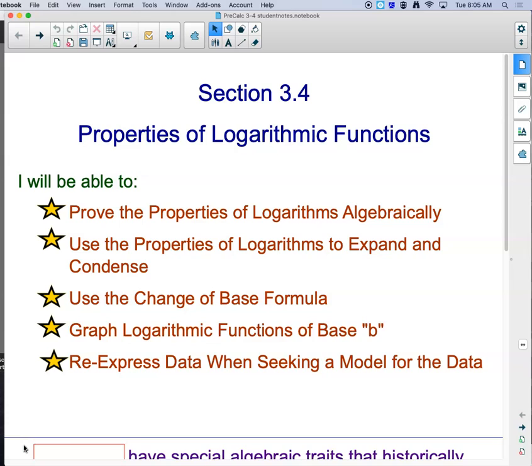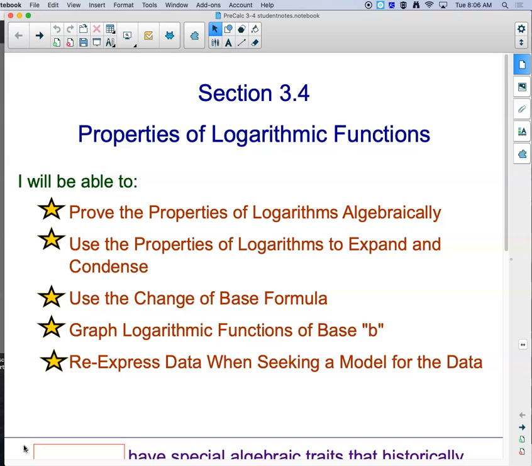So in section 3.4, we're still talking about the properties of logarithmic functions. And I noticed before I left yesterday that a lot of people already had this assignment done. So that's good. That tells me that you're feeling pretty confident about the properties of logarithms and feeling pretty good about using them. So we did a little bit of proving the properties of logarithms algebraically yesterday, and using the properties of logarithms to expand and condense.